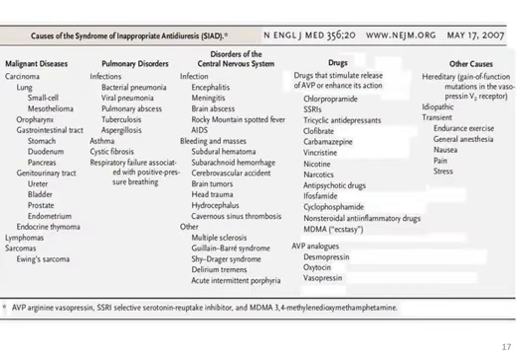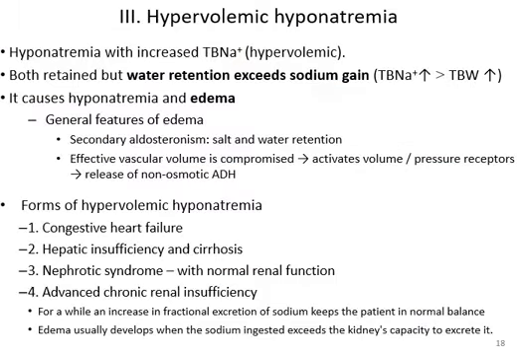Here you can see summarization of syndrome of inappropriate antidiuresis, the causes: malignant diseases, pulmonary disorders, central nervous system disorders, drugs and other causes, genetic reasons, for instance, gain of function mutation of the vasopressin receptor, and all of them can be fitted into the previously mentioned categories.